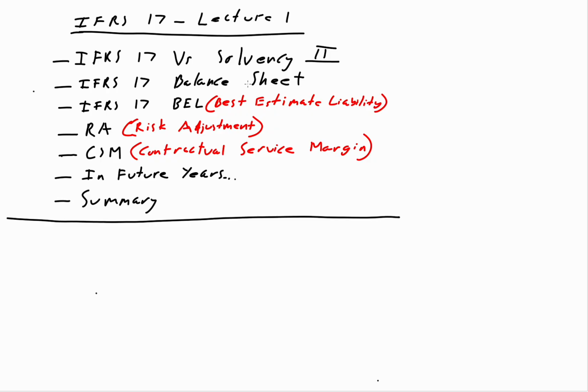Then look at the IFRS 17 balance sheet. And then that balance sheet is made up of various things, which we'll look into in a little bit more detail. One is a component called the best estimate liability, or liabilities. The other one is something called the risk adjustment, and then a third one, something called the contractual service margin. I'll then have a little section that I call in future years, and then I'll summarise. So in this first video, we'll probably go through the first 3 things. We'll just see how we go. Okay, let's kick off.